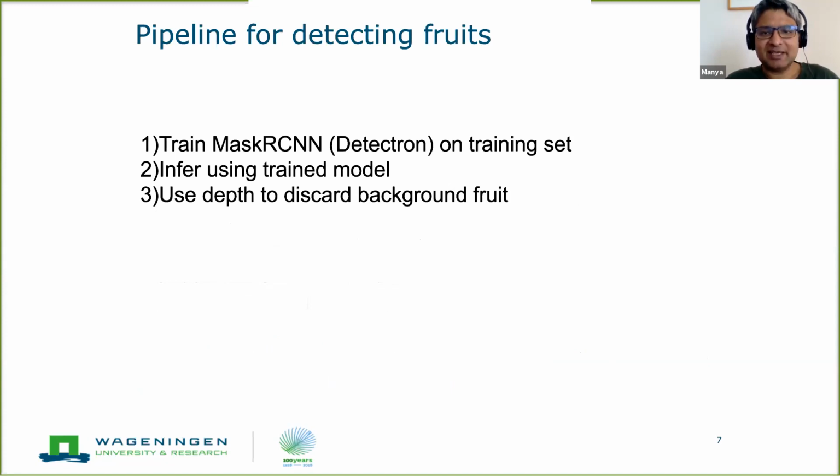And the pipeline that we followed for this particular paper was that we used the training data to train the deep learning software Mask R-CNN, and then used that on the test set or on new images. And on top of that, we used some post-processing based on the depth to get rid of additional background fruits.